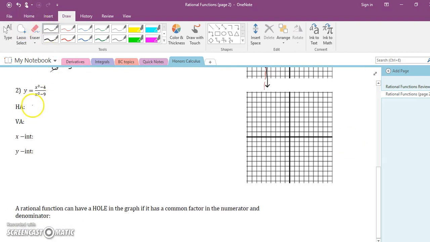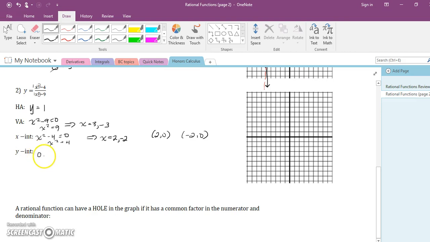The HA is going to be y equals, degrees are the same, leading coefficients 1 over 1 is 1. The VA, x squared minus 9 is 0, x squared equals 9. That implies x is 3 or negative 3. Check it out. You have two vertical asymptotes. Here, my x-intercept, I'm going to set my numerator equal to 0. X squared is 4. This implies x is 2 or negative 2. You also have two x-intercepts.